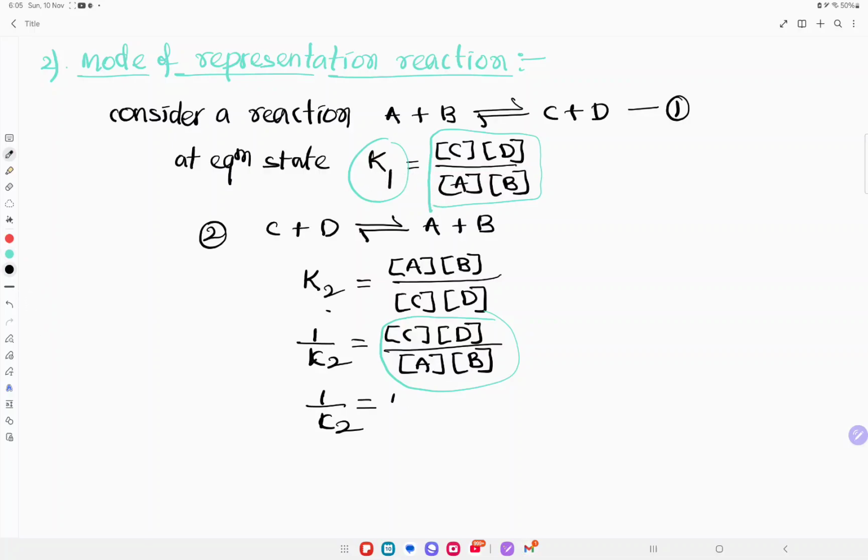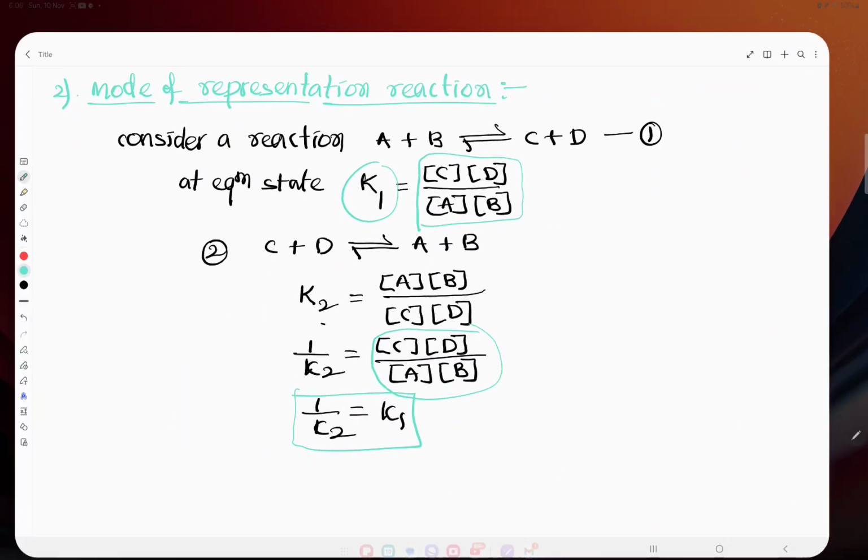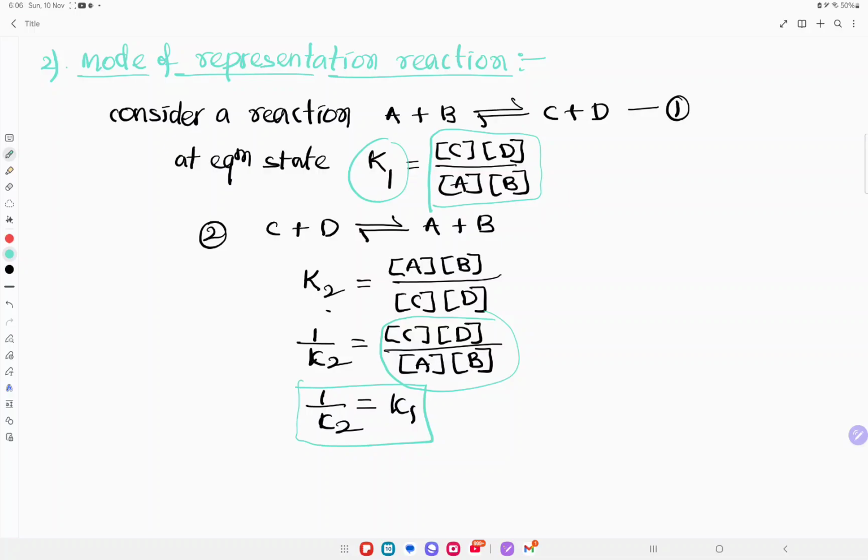So what you can write is K1 equals 1 by K2. This is the relation between K1 and K2. That means whenever the equation is reversed, the equilibrium constant becomes inverse. K1 is equal to 1 by K2, or K2 is equal to 1 by K1.